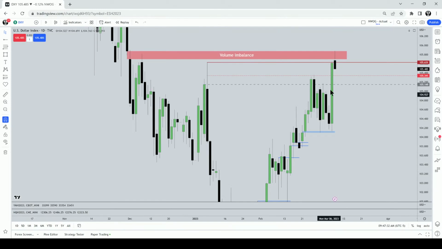into the rejection block, which is this closing price on this candle, and then the consequent encroachment of this wick, which is this level here, and then the old high, and then ultimately up into the volume imbalance, which it was delivered to beautifully. That, my friends, is exactly what you're looking for. That's algorithmic price delivery. It has nothing to do with retail.